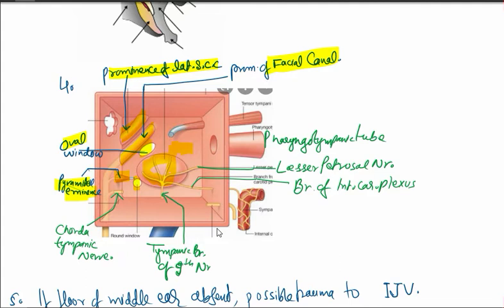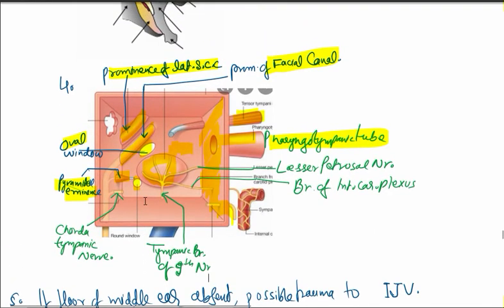And this is the anterior wall of the middle ear. The anterior wall has the TT muscle, the tensor tympani muscle, and it has this hole. What is this? The pharyngotympanic tube, the Eustachian tube. And this nerve is a continuation of the chorda tympani nerve.